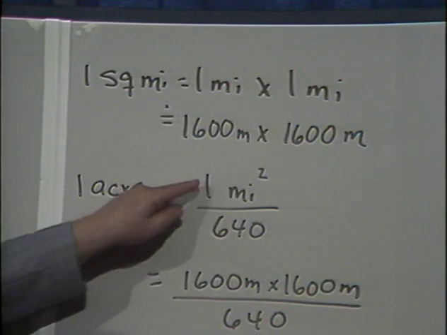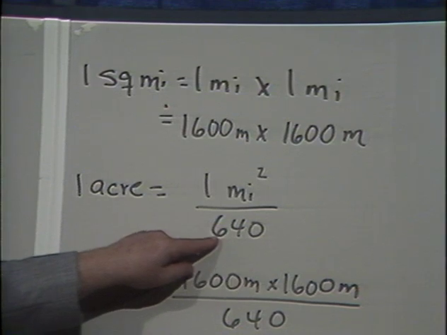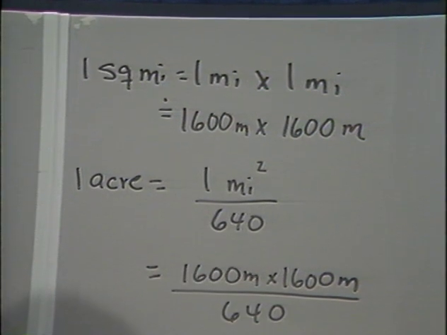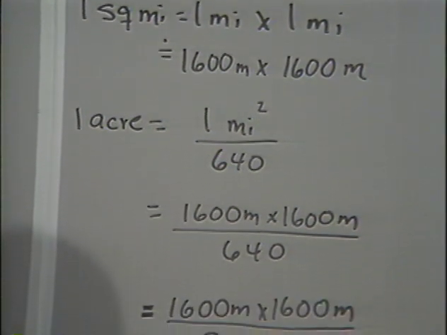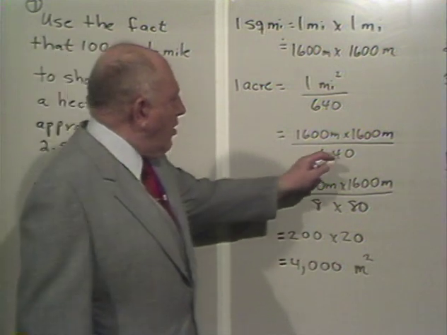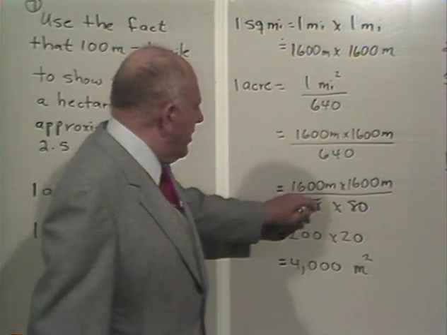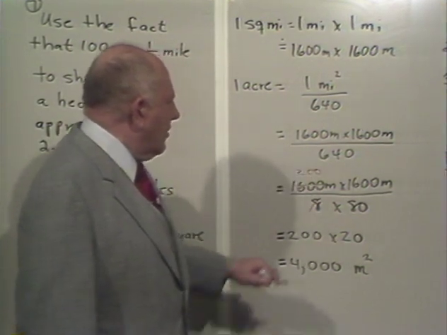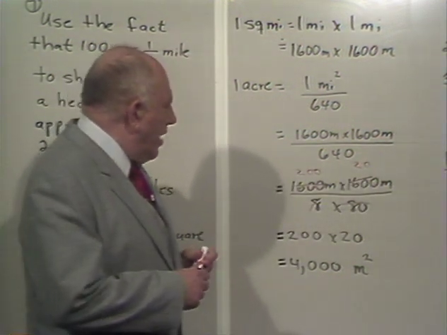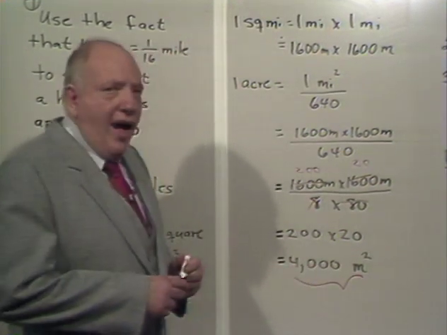An acre is 1/640th of a square mile. So that means if you take a square mile and divide that by 640, that will tell you what an acre is. But a square mile is 1,600 meters by 1,600 meters. So I divide that by 640. I could do that on a calculator, but I don't want you to become too calculator dependent. I would like you to notice, for example, that 640 breaks down very easily into 8 times 80. Then you could say 8 goes into 1,600 200 times, okay? 80 goes into 1,600 20 times. 200 times 20 is 4,000.